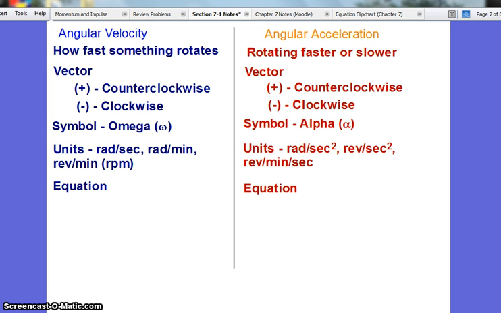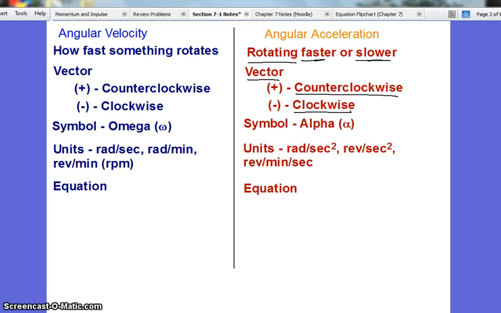Same thing with angular acceleration. Acceleration is how much something speeds up or slows down. So again, we are moving faster or slower, but it's rotating faster or slower. Same as a car tire. As you speed up the car, the tire rotates faster and faster and faster. It has an angular acceleration. It is a vector, which means it has a direction, same as regular acceleration. And again, counterclockwise is positive and clockwise is negative.